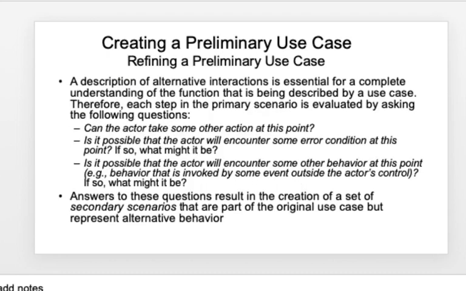Then you need to refine the preliminary use cases. So it will have a description of the alternative interactions that is required for a complete understanding of the functions. Therefore, you probably need to get answers to the following questions. Question 1, can the actor take some other action at this point? Question 2, is it possible that the actor will encounter some error condition? If so, what could it be? And question 3, is it possible that the actor will encounter some other behavior at this point? If so, what would be the kind of behavior?